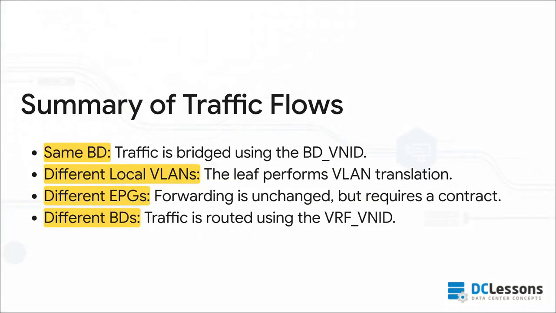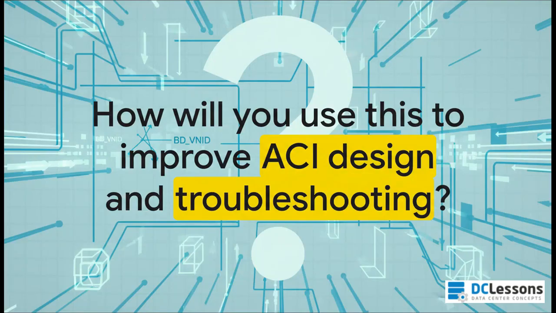Okay, here's the cheat sheet. When traffic is in the same bridge domain, it gets bridged, and the fabric uses the BD_VNID to do it. If you've just got different local VLANs, no problem, the leaf switch handles the translation. If endpoints are in different EPGs, remember, the forwarding is the same, but you need a contract to allow it. And finally, if they're in different bridge domains, it's got to be routed, and the fabric uses the VRF_VNID for that. And really, that's what it all boils down to.